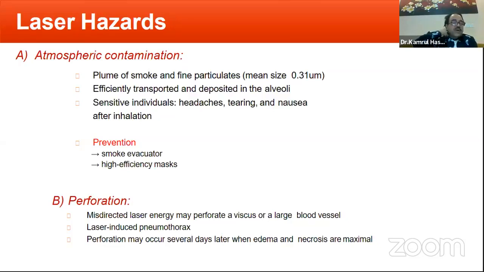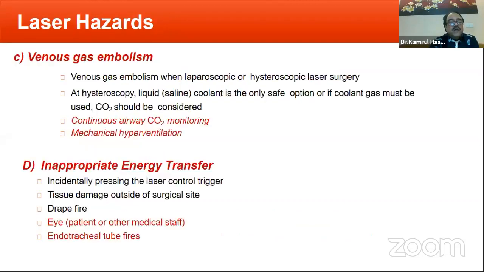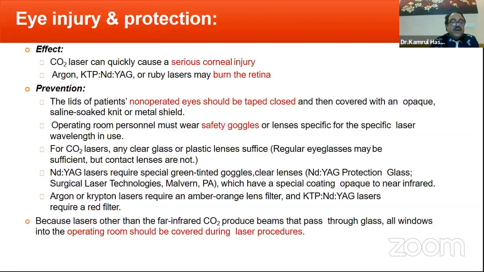But there are so many complications with jet ventilation. In our patient, we got a pneumothorax. If there is only one lung, with the jet ventilation pressure the chance of pneumothorax is more. So the anesthetist should know and be equipped with what complications can occur. Laser can have a chance of gas embolism, inappropriate energy transfer, and endotracheal tubes can turn into a torch. Very dangerous.